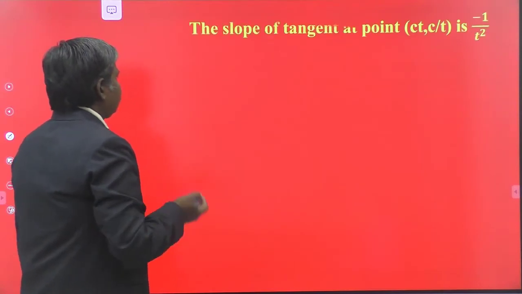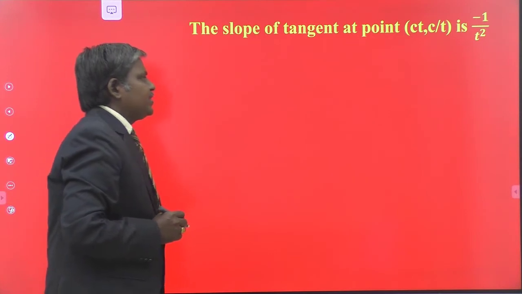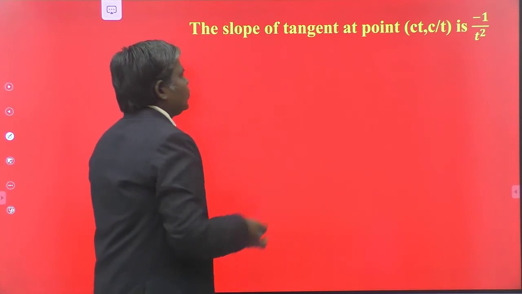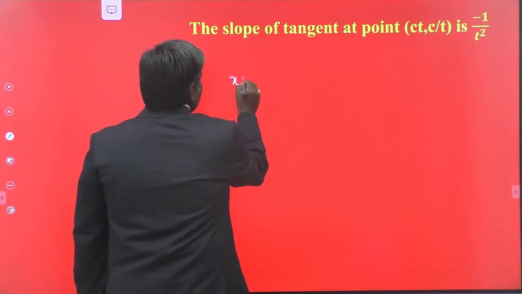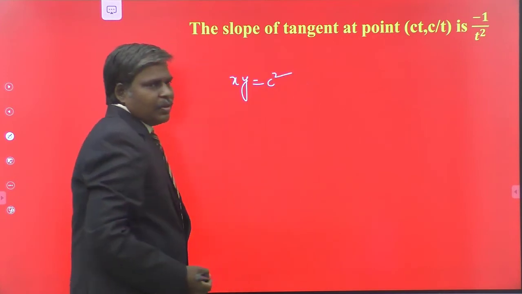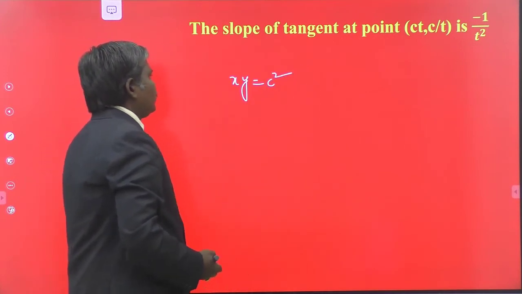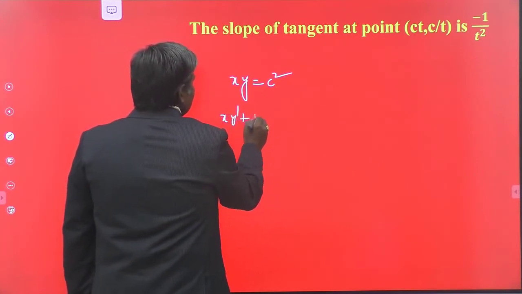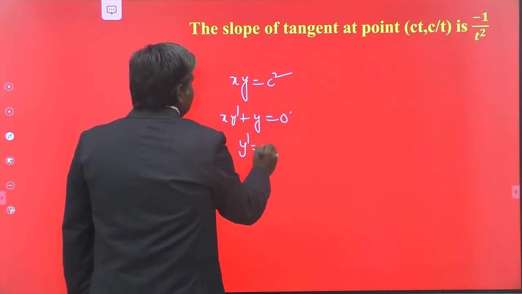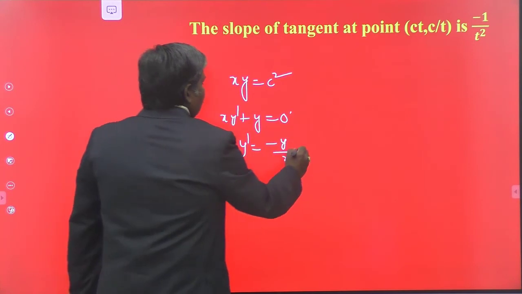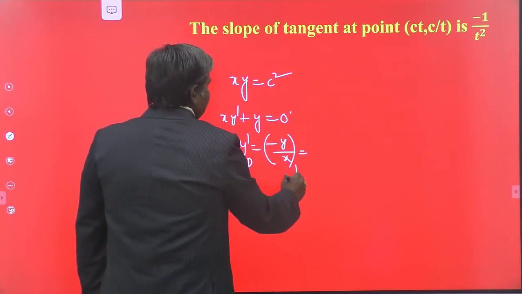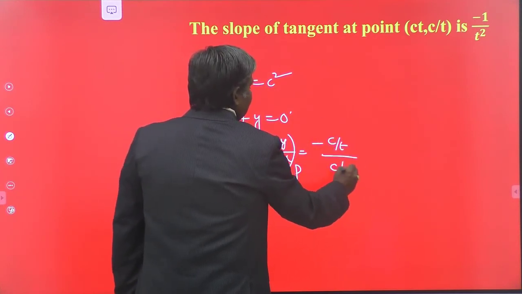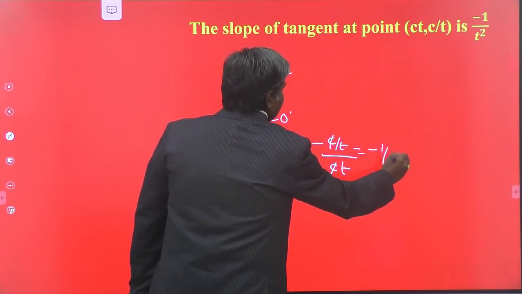So next, the slope of the tangent at point (ct, c by t) is minus 1 by t square. Slope of tangent at any point. So (ct, c by t) is the point on what? xy is equal to c square. This is your rectangular hyperbola in the standard form, xy equal to c square. Now you can differentiate this one. x y dash plus y is equal to 0. So y dash is equal to minus y by x. So at that point P you have to write the slope: minus y means c by t, by x which is ct. c c gets cancelled, that is minus 1 by t square.